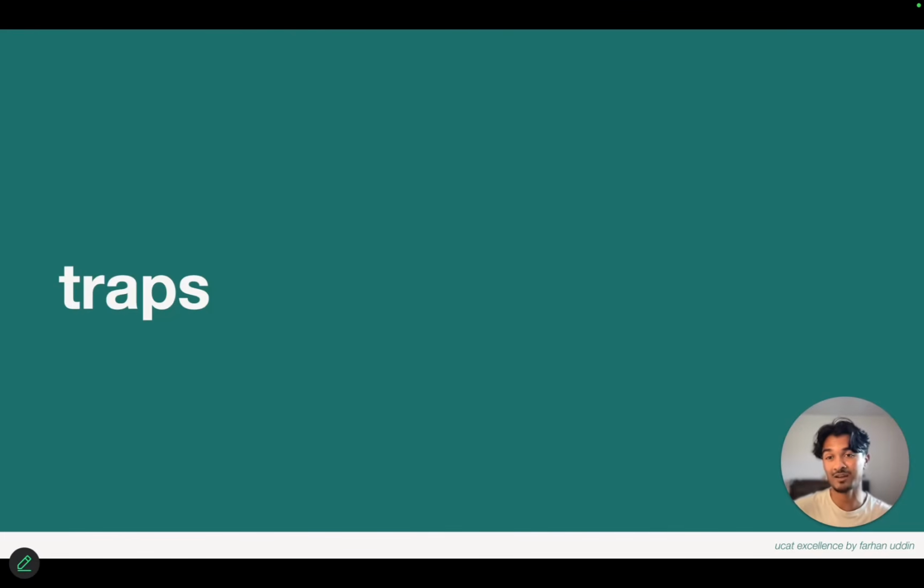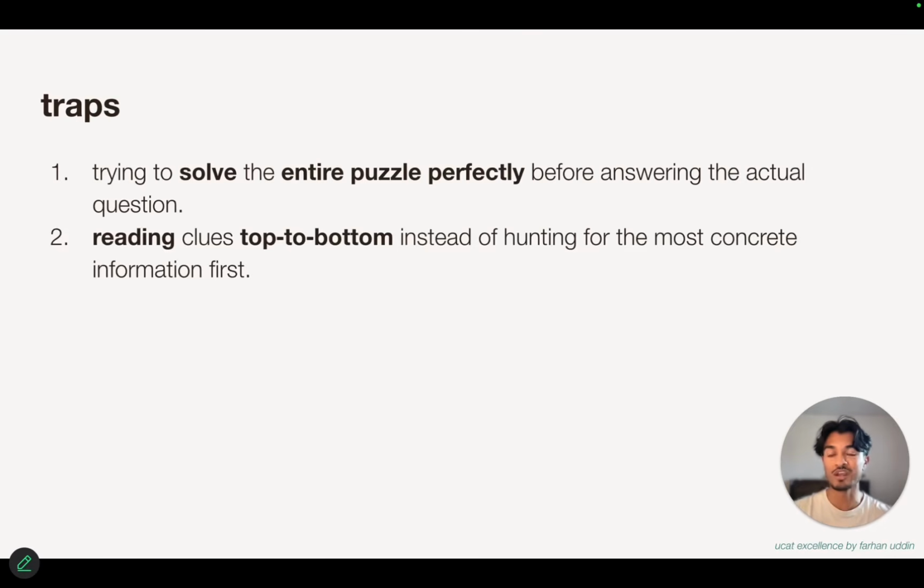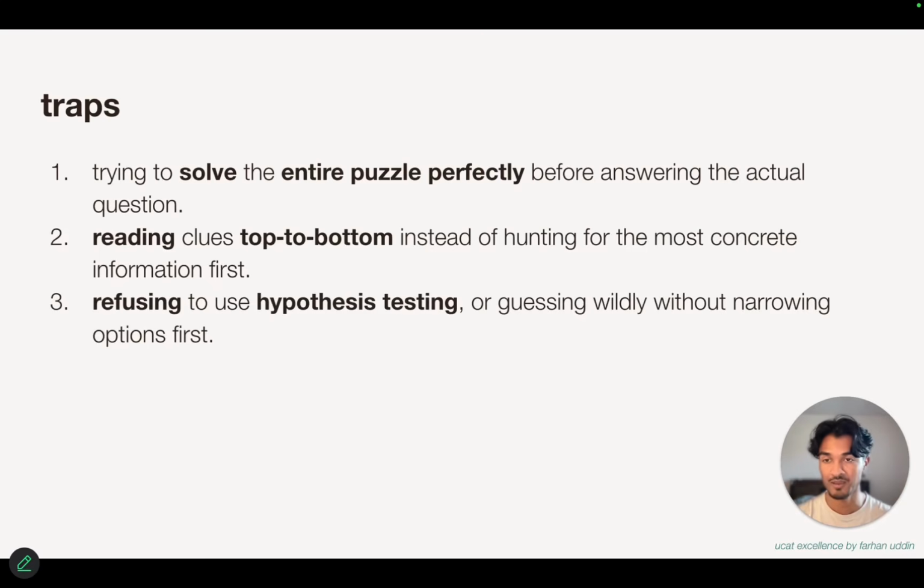Otherwise, here are a couple of traps that students fall into when it comes to logical puzzles. Number 1 is trying to solve the entire puzzle perfectly before answering the actual question. 2 is reading clues top to bottom instead of hunting for those more concrete pieces of information first. And 3 is refusing to use hypothesis testing or guessing wildly without narrowing your options first.